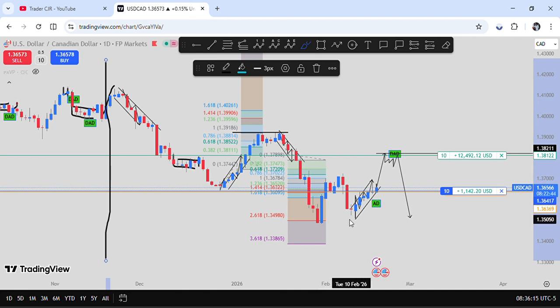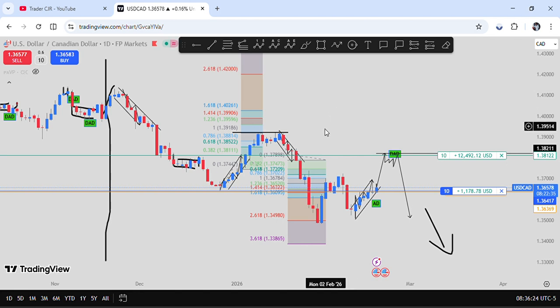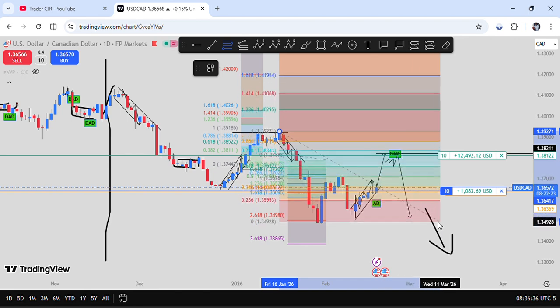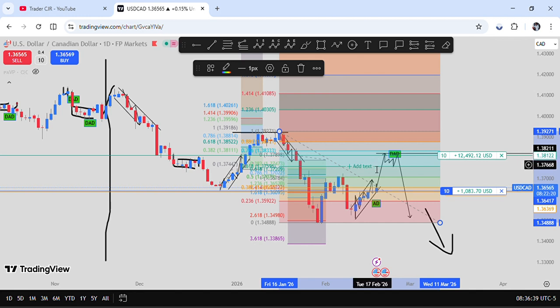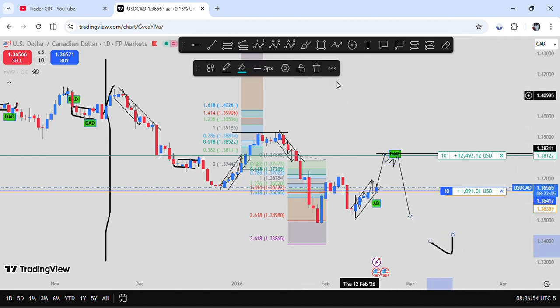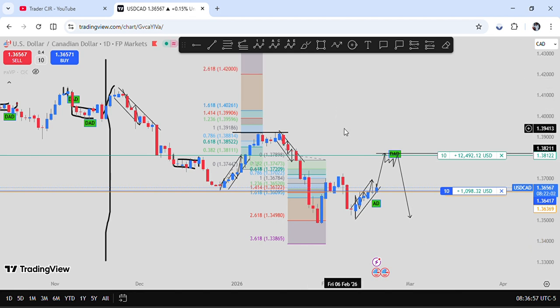What I do expect is to see price continuation to the downside, but before that happens, I expect price to pull back to the 61.8% of this high here. So if I pull my retracement, you can see that the 61.8% is somewhere around this level here. Okay, that's where I expect to see price retrace to before it continues lower. That's why I placed a buy order on this one.